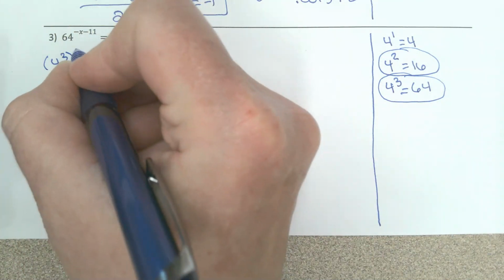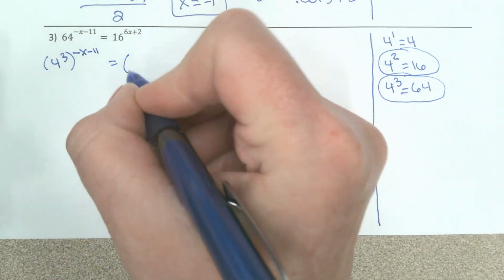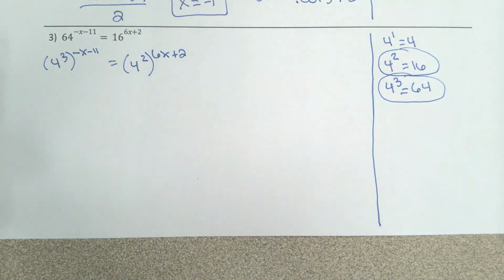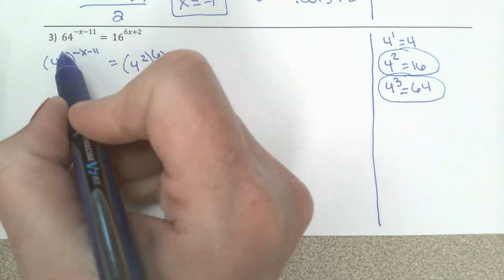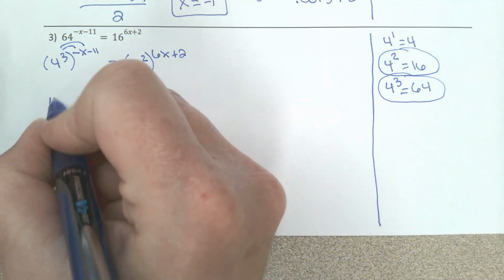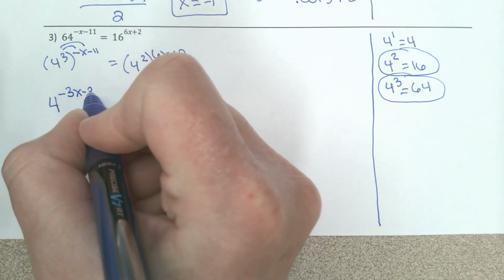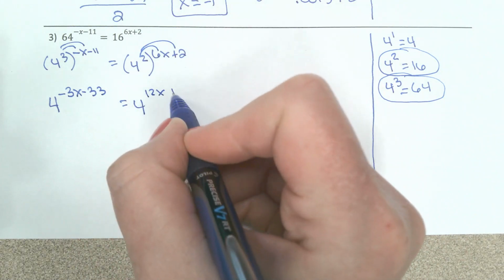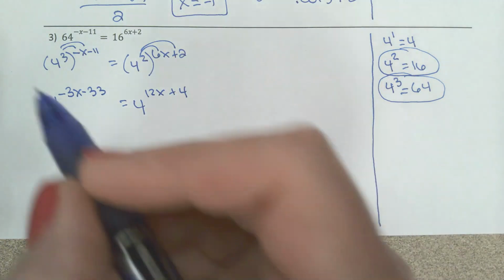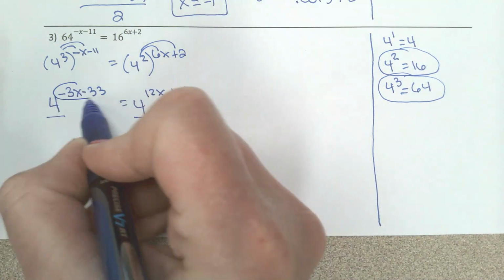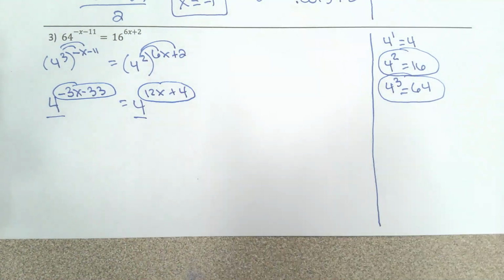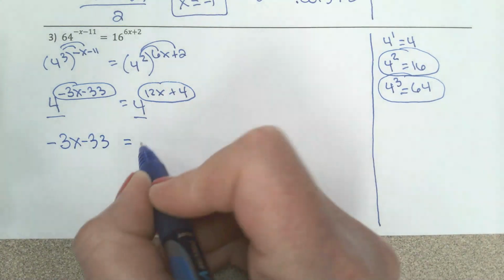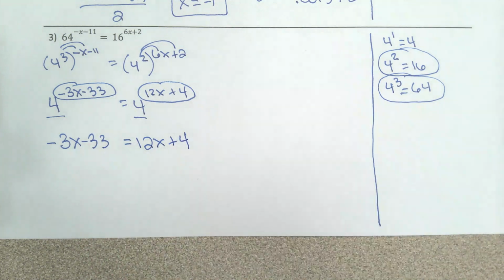4 cubed to the negative x minus 11 equals 4 squared to the 6x plus 2. Once again, I have an exponent to an exponent, so I'm going to distribute. So that gets me negative 3x minus 33. Distribute, and you get 12x plus 4. My bases are the same, so I'm going to drop them, and I'm going to set my exponents equal. Negative 3x minus 33 equals 12x plus 4.